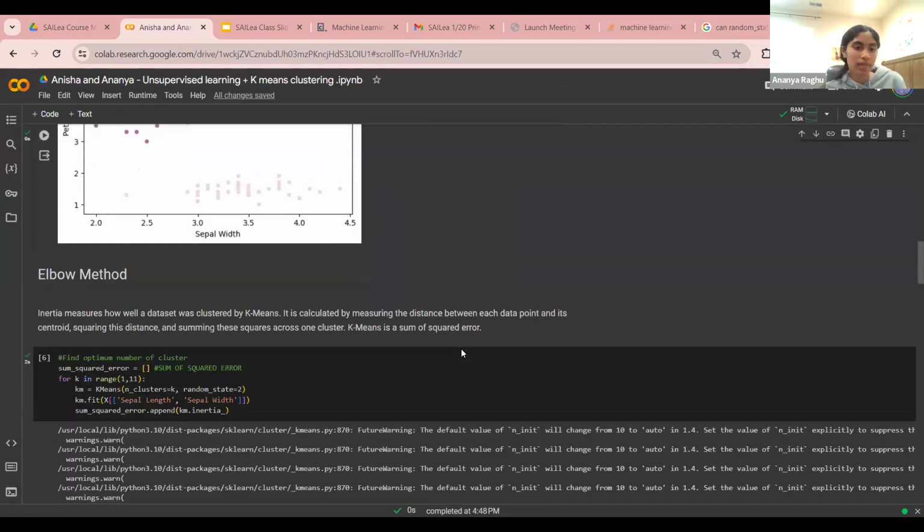We can now run the elbow method while fitting our model on the other two features rather than sepal length and sepal width. So we would make it sepal width and petal length.